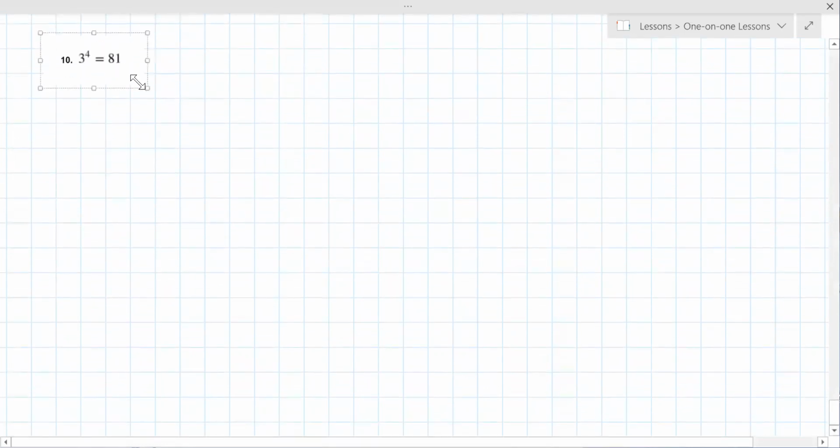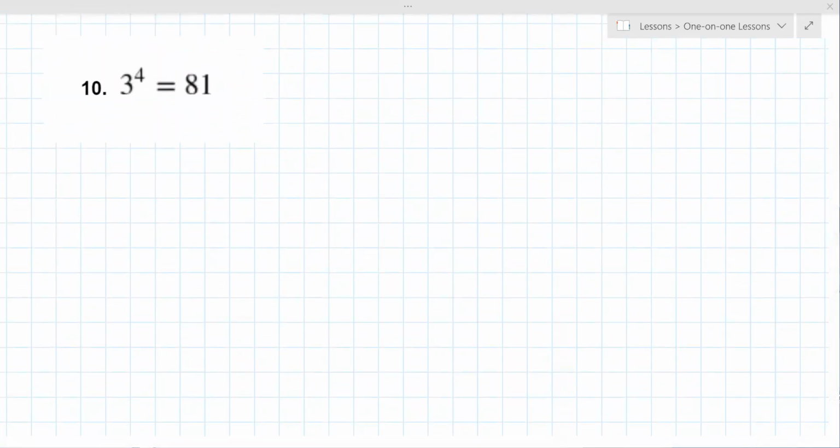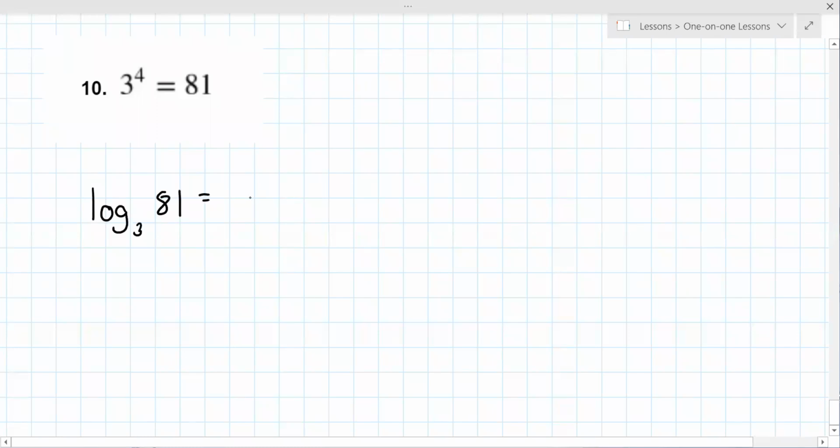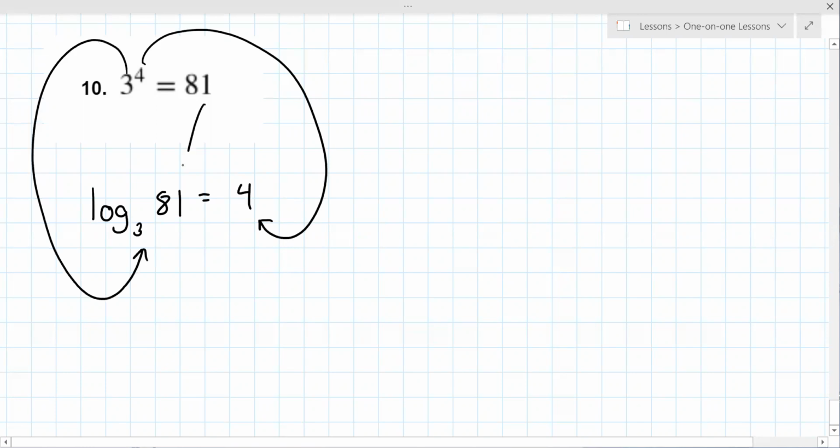Okay, so number 10 moves to a new type of question. It says write the following equation in logarithmic form. It helps if I just write the answer and then we see where each of the pieces move and then you follow that. So log base 3 of 81 equals 4. So 4 comes over here, the 3 comes over here, and the 81 goes right there.